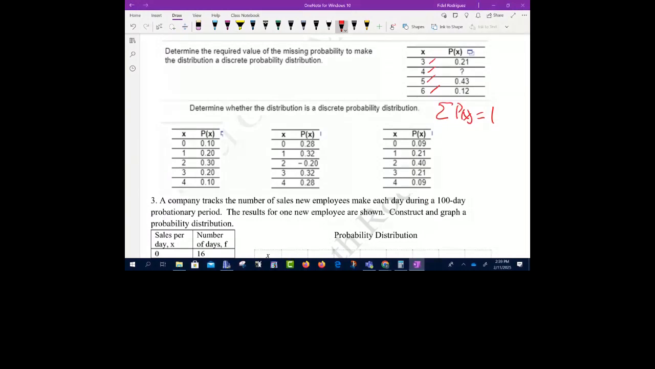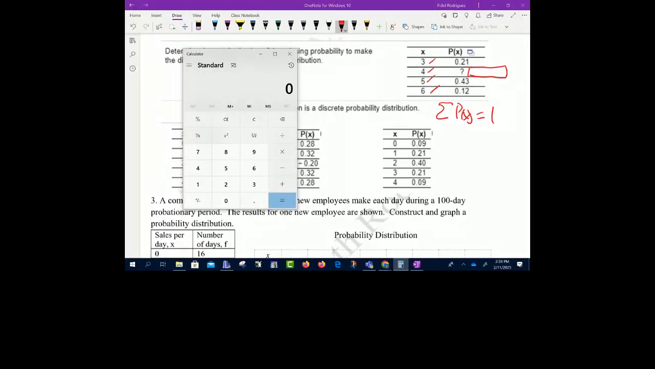So what I need to figure out is what number would we have to put in that red box right there so that when we add them all up, we get 1. So y'all, first thing I'm going to do, I'm going to take my calculator. I'm going to say, what's 0.21 plus 0.43 plus 0.12. Okay, that adds up to 0.76.